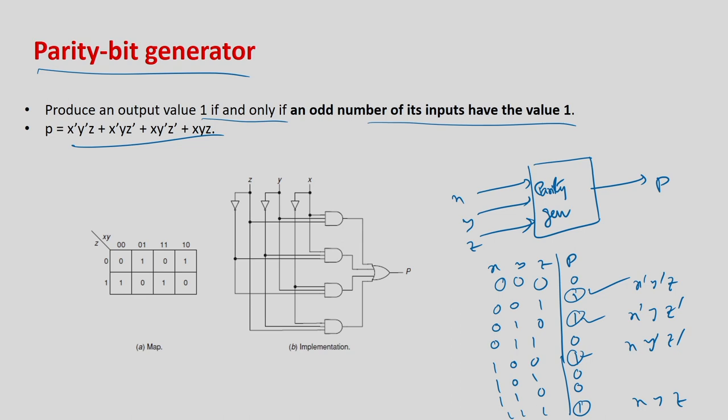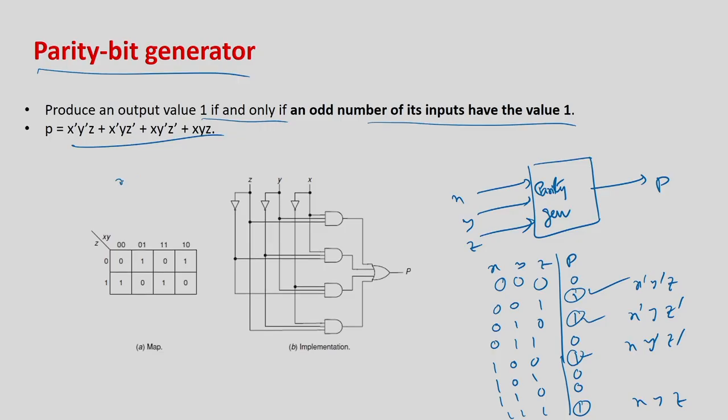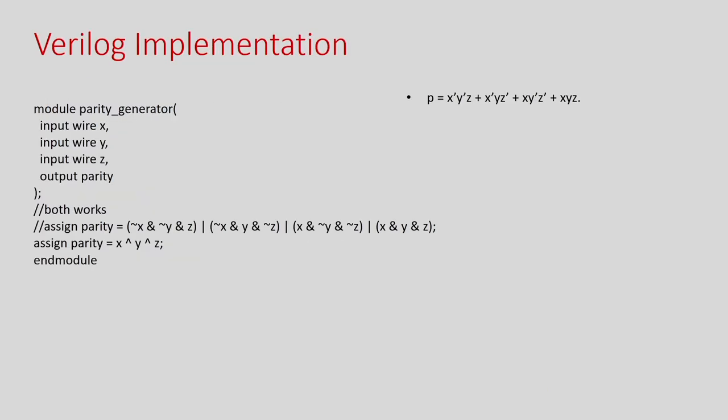But as I have already shown, if you do a multi-level minimization for this expression, you'll end up getting x or y, x or z. So this is a much simpler expression. Implementing this in Verilog is quite straightforward. In my case, I have x, y, z as the input and the output is parity, and my module name is parity generator. I can write the expression that I got from the Karnaugh map, or I can write the minimal expression; both will work, right. So this is very simple.